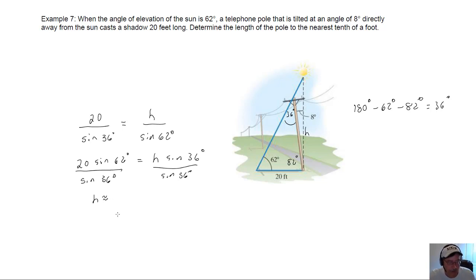All right, I ended up with 30.04 on this one, so if they want us to round to the nearest tenth of a foot, it's just going to come out 30 feet as the height of the pole. So I multiplied 20 times the sine of 62 equals h times the sine of 36, divided by the sine of 36 degrees to get that solution.